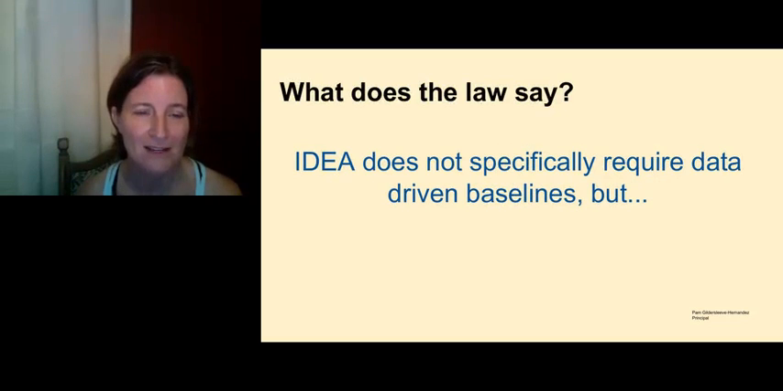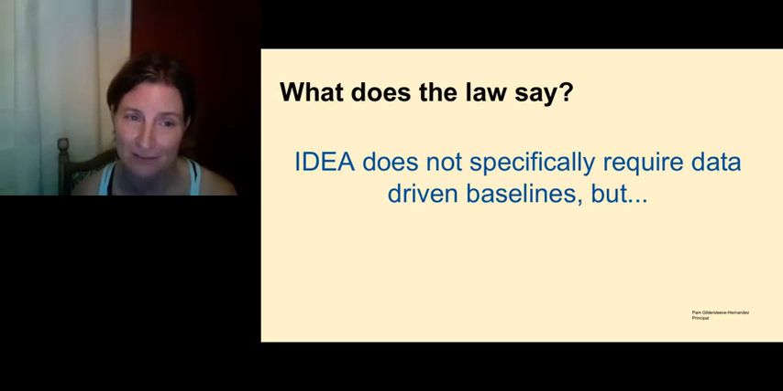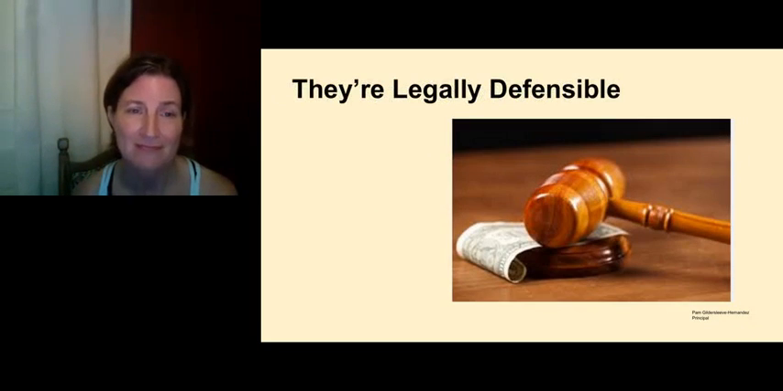And what does the law say? IDEA, the Individuals with Disabilities Education Act, you may be surprised to learn, does not specifically require data-driven baselines. However, they're legally defensible.